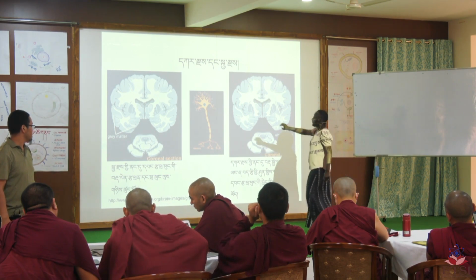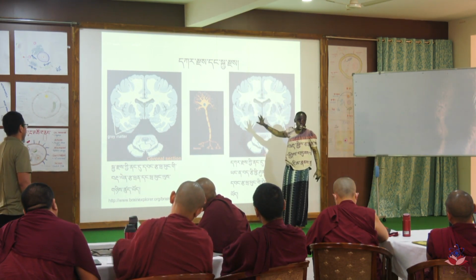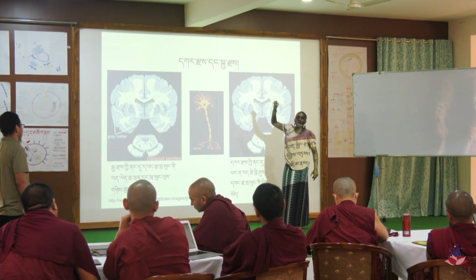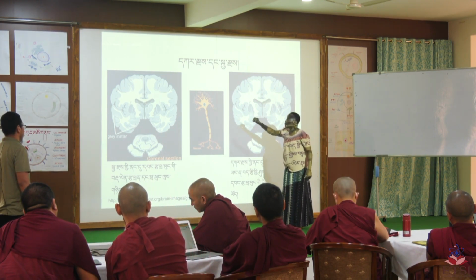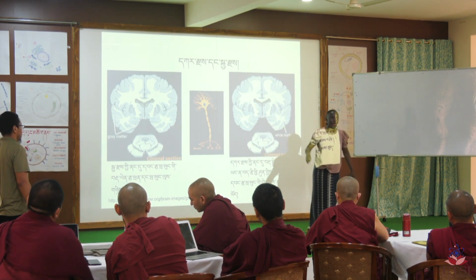So if you just put this up here and we're talking about white matter and gray matter, the white matter is named because it looks white. The gray matter is named because it looks gray.